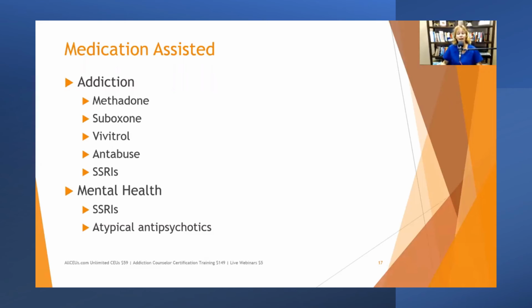SSRIs have also been found to assist people with reducing some of their compulsive behaviors, some of their desire to use, and the urges to go out and use substances. SSRIs, which are your selective serotonin reuptake inhibitors, and your SNRIs, selective norepinephrine reuptake inhibitors, are typically referred to as your antidepressants. But these drugs are really helpful for both anxiety and depression. They found that SSRIs tend to be more helpful with anxiety than depression, and they're not all created equal.